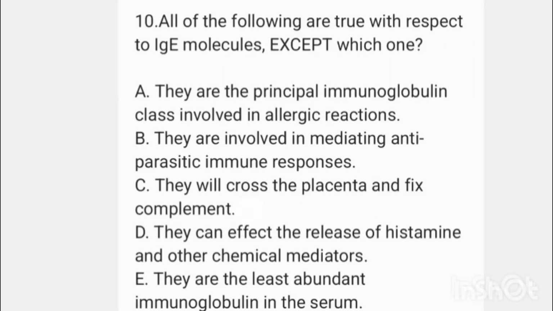So the question is, all of the following are true with respect to IgE molecule except which one? The answer is option C. They will cross the placenta and fix complement. And this statement is regarding IgG antibody. So the answer is option C.